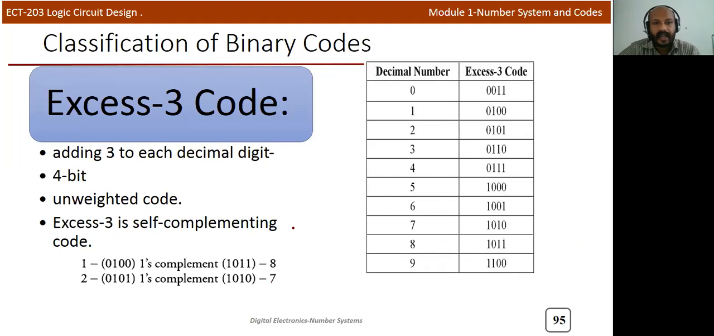Now we'll discuss XS3 code. XS3 code is another BCD code, we can say. The BCD numbers are represented by adding plus 3 to the original value. So we will add 3 to each decimal digit. Again, it's a 4-bit code and it's an unweighted code, because we cannot find out the exact value by simply multiplying by its weights. Another point is that it is a self-complementing code.